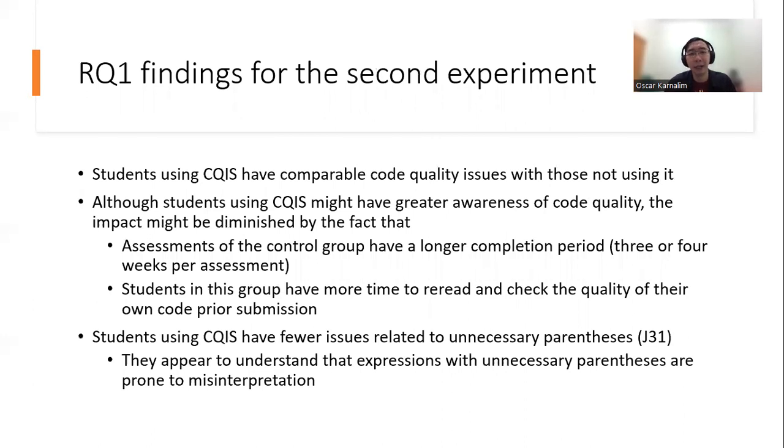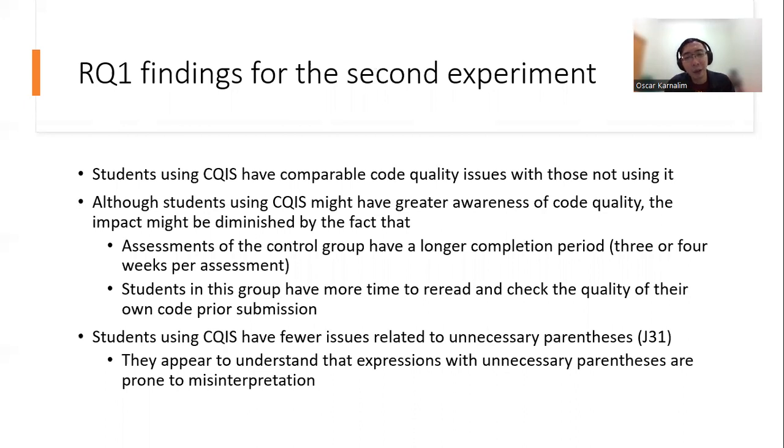Moving to the second experiment. Students with CQIS have comparable code quality issues with those not using it. Although students using CQIS might have greater awareness of code quality, the impact might be diminished by the fact that assessment of the control group have longer completion period, like 3 or 4 weeks per assessment, and students in this group have more time to reread and check the quality of their own code prior to submission.